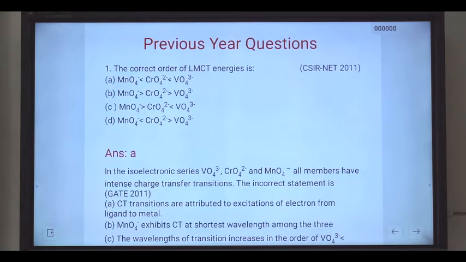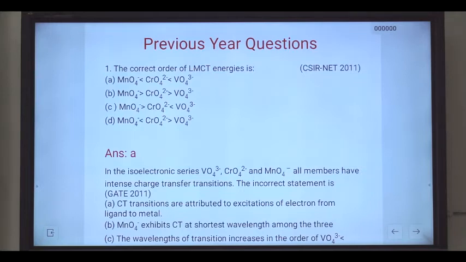LMCT means ligand to metal charge transfer. So in this case, what are the elements or what are the metal ions which are involved? That is vanadium, chromium and manganese. So ligands are same, VO4 3 negative, CrO4 2 negative, MnO4 negative. This question can be solved by using two things.